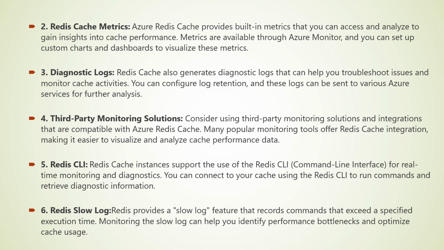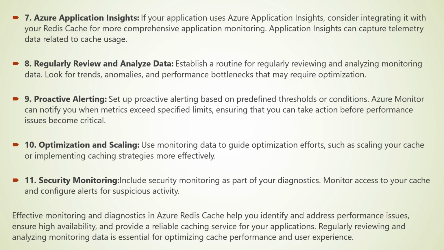Redis Slow Log. Redis provides a slow log feature that records commands that exceed a specified execution time. Monitoring the slow log can help you identify performance bottlenecks and optimize cache usage. Azure Application Insights. If your application uses Azure Application Insights, consider integrating it with your Redis cache for more comprehensive application monitoring. Application Insights can capture telemetry data related to cache usage.